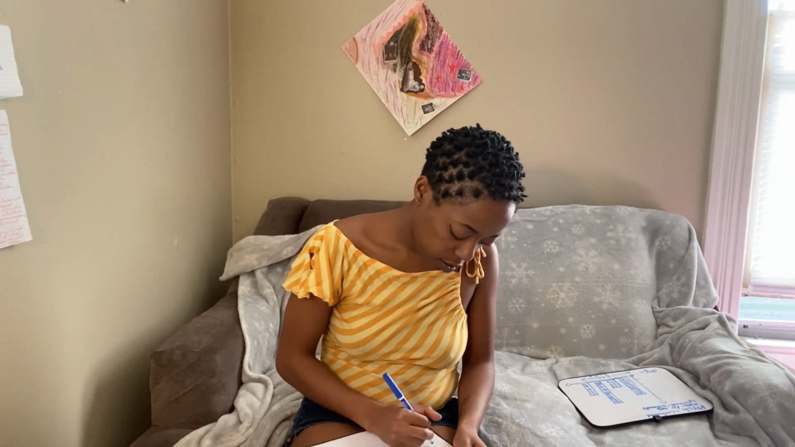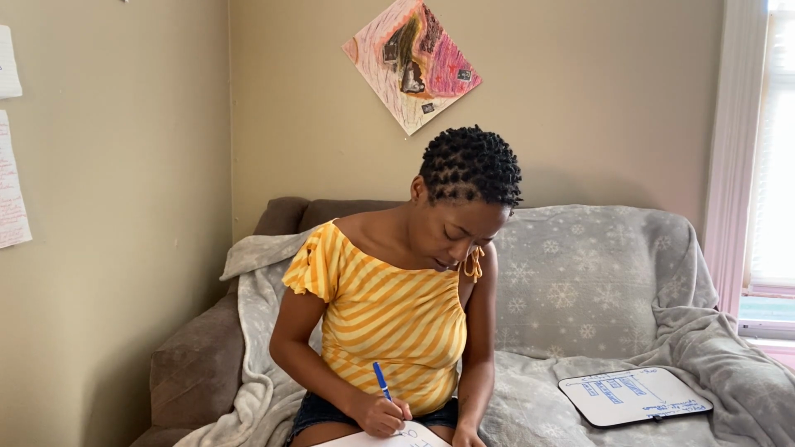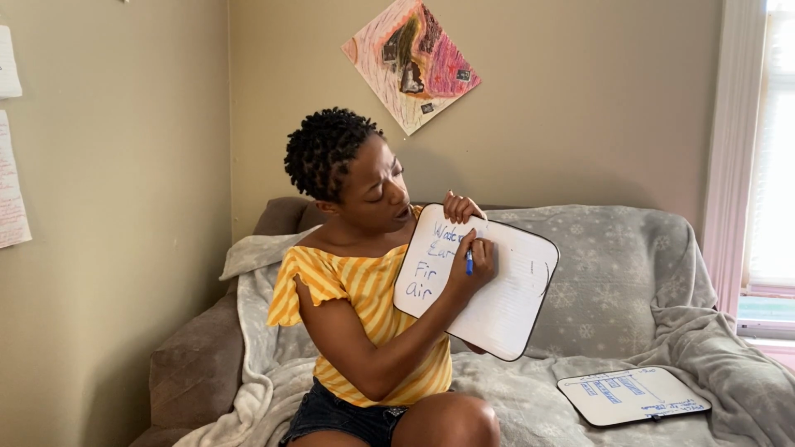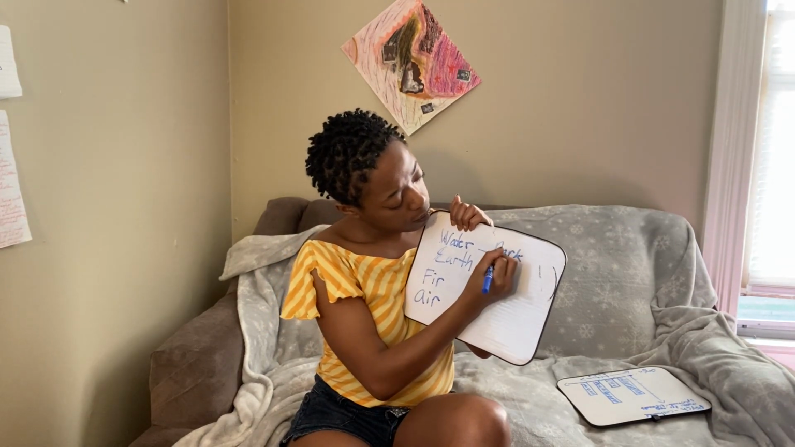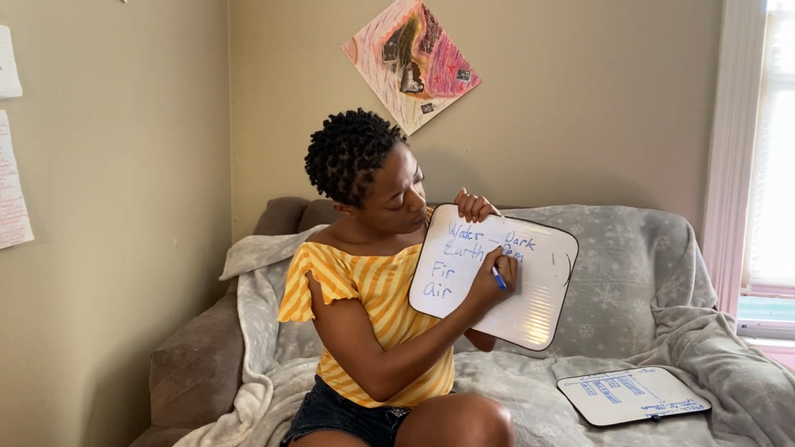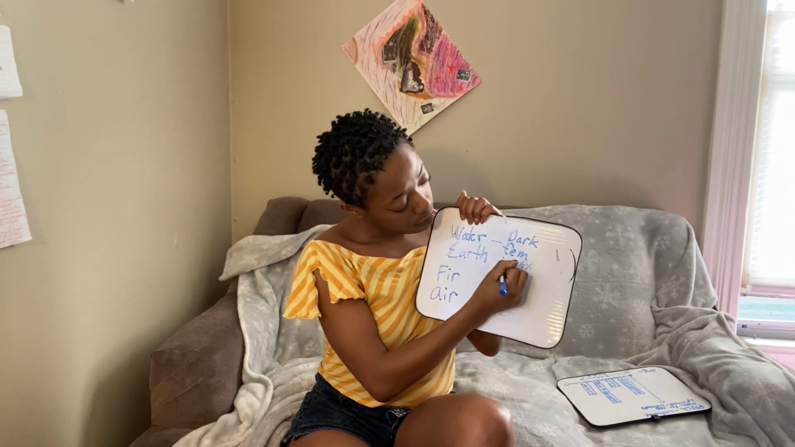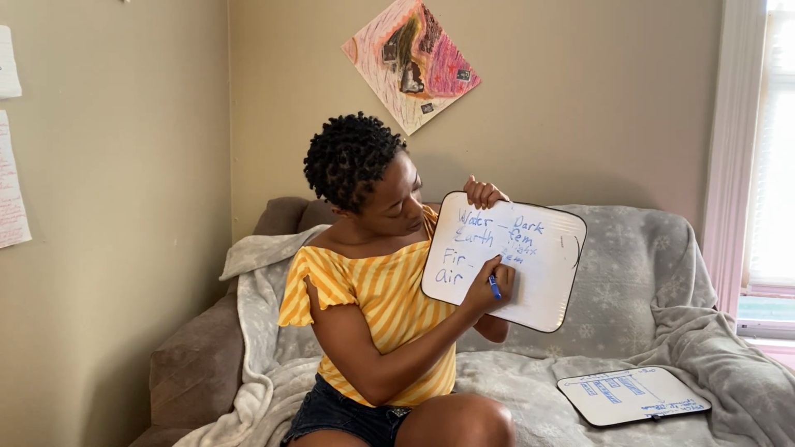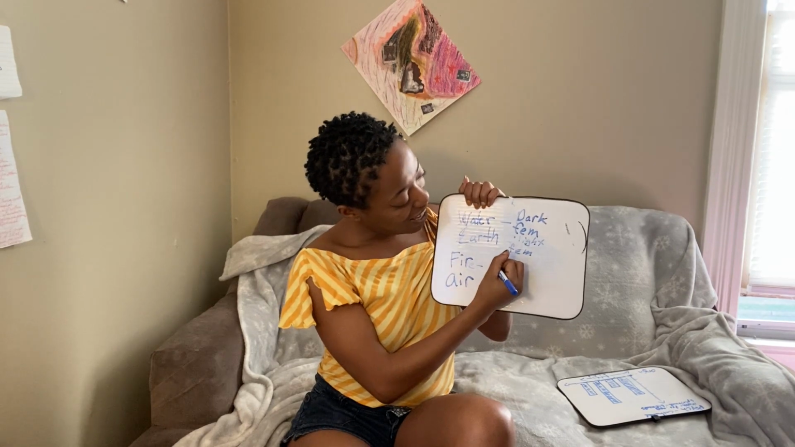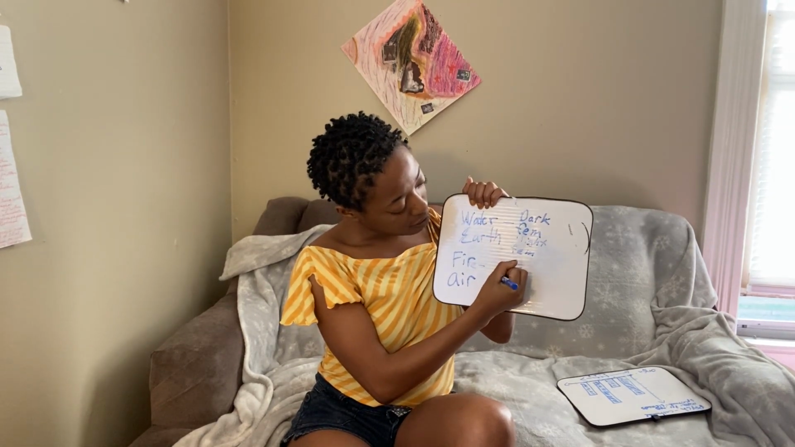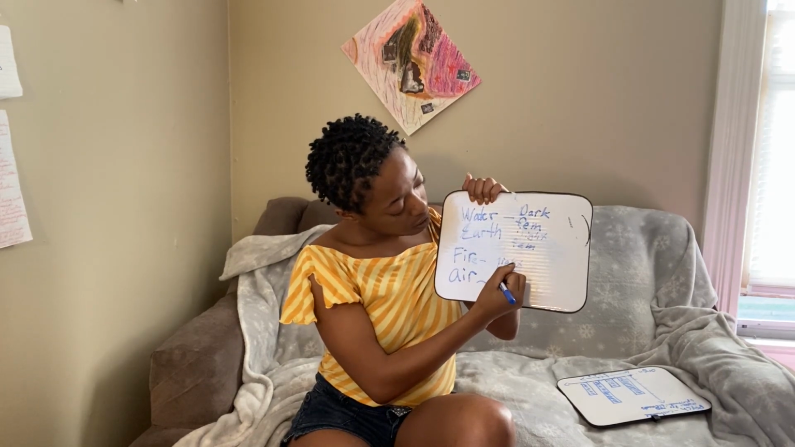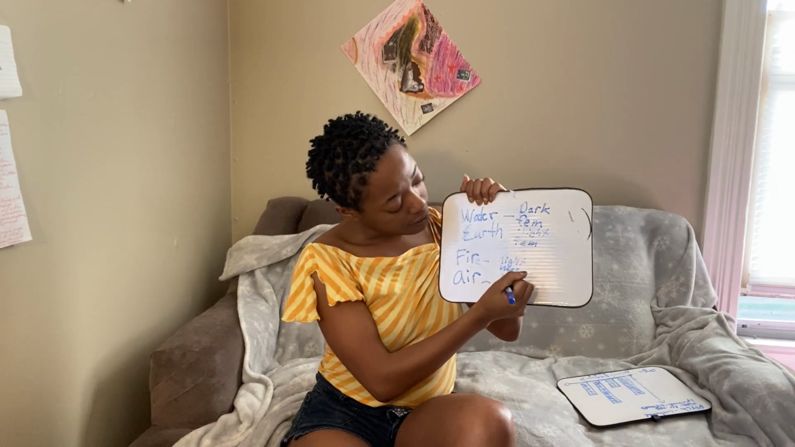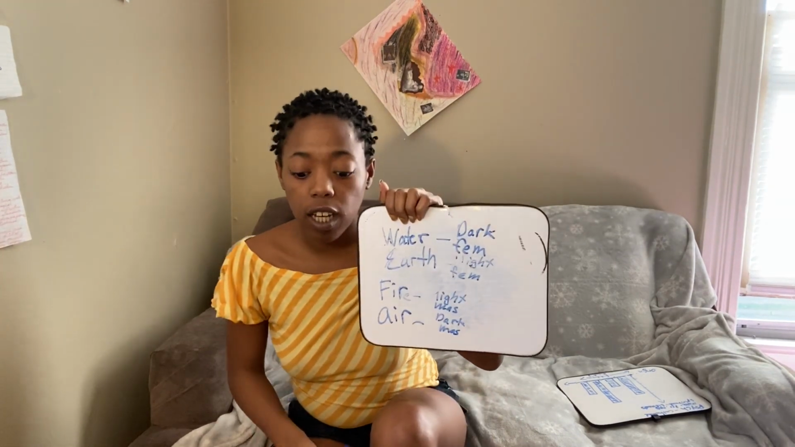So, going back, we have water and earth, the feminine principles. We have fire and air, the masculine principles. But water is the dark feminine. Earth is the light feminine. Okay? Fire is the light masculine, and air is the dark masculine.